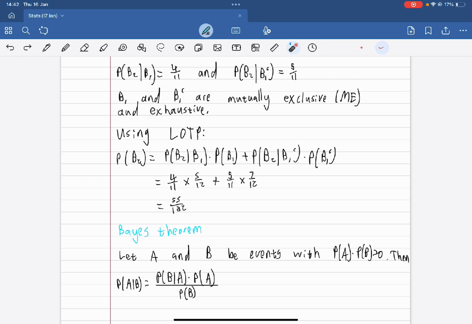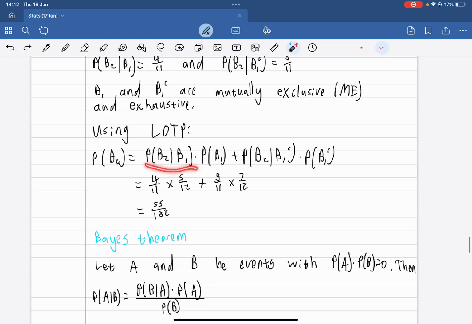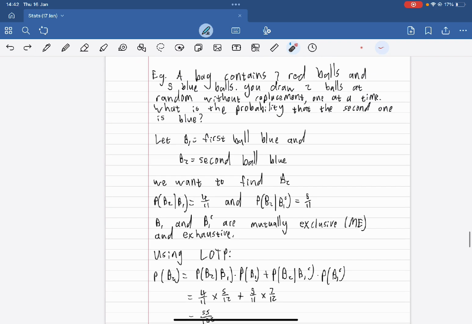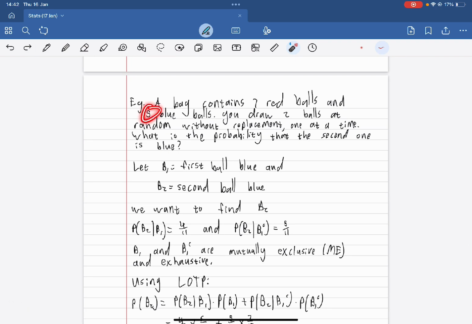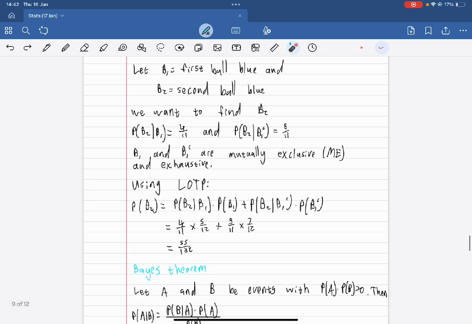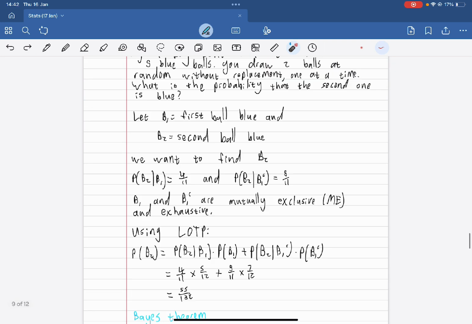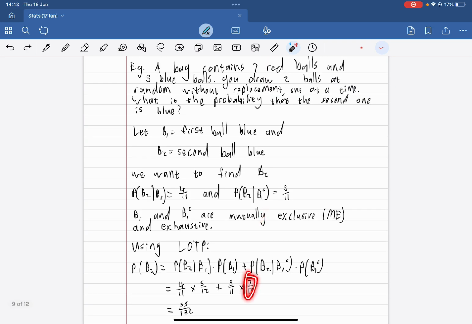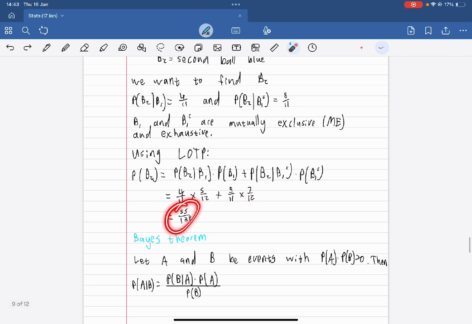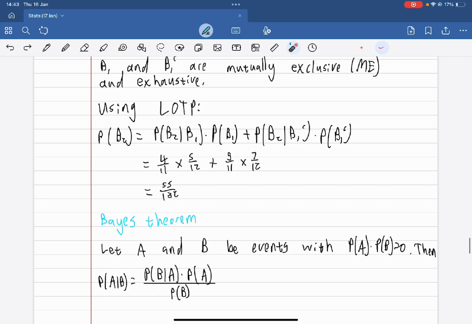That helps me to remember this kind of formula. So we worked out earlier that this probability is 4 out of 11, and we worked out that this is 5 out of 11. The probability that the first ball is blue, you can just look at the question, there's 5 blue, 7 red, so it's going to be 5 out of 12, and the probability that the first one is not blue is 7 out of 12. When you multiply all of this, you get that answer. So that's quite a simple example using the law of total probability.